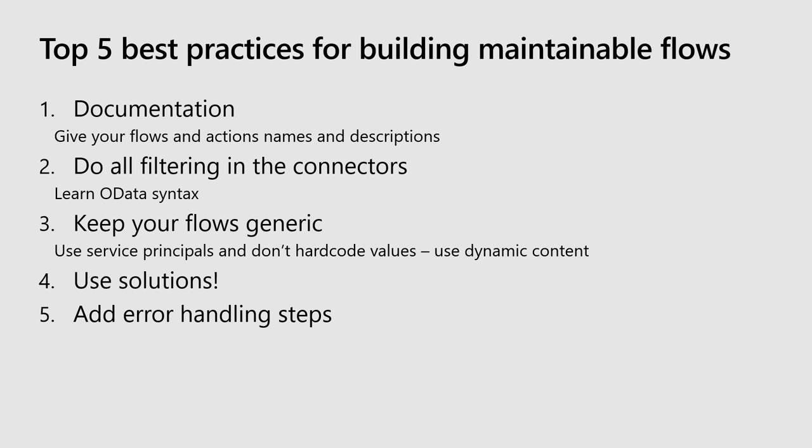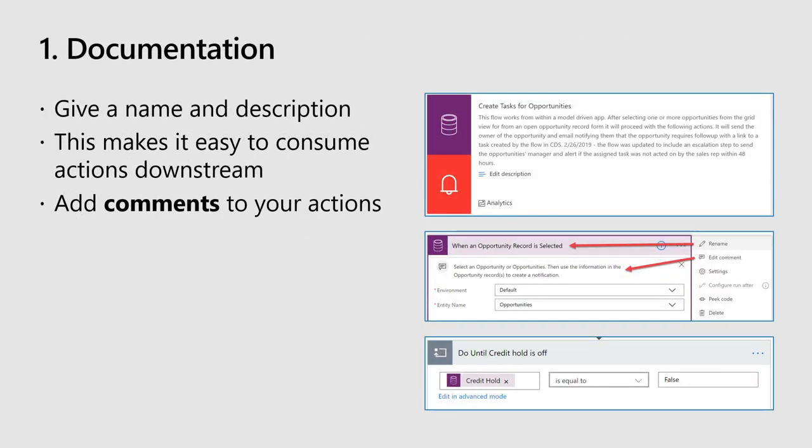Doing your filtering in connectors, and I'll talk about why this is important in a moment as well. Making sure your flows are as generic as possible. Don't hard code a bunch of stuff inside your flows. Again, if you have a coding background, this actually makes perfect sense. You shouldn't have a bunch of constants hard-coded all over your code. Use solutions. For those of you who don't know what solutions are, I will talk about this. And finally, make your flows resilient by adding error handling steps. So why don't we dive into these a little bit more.